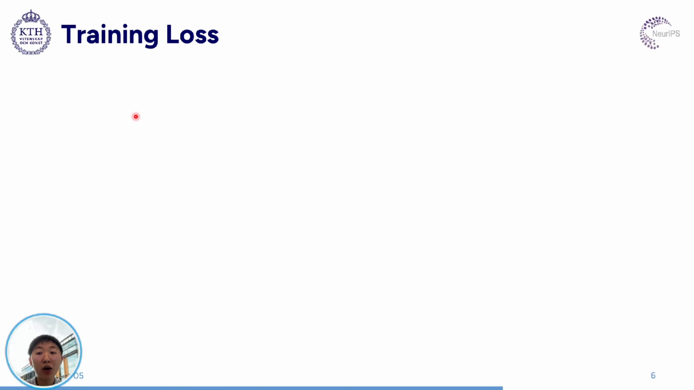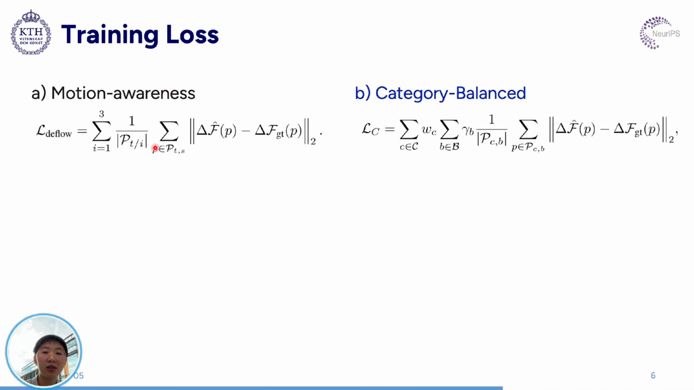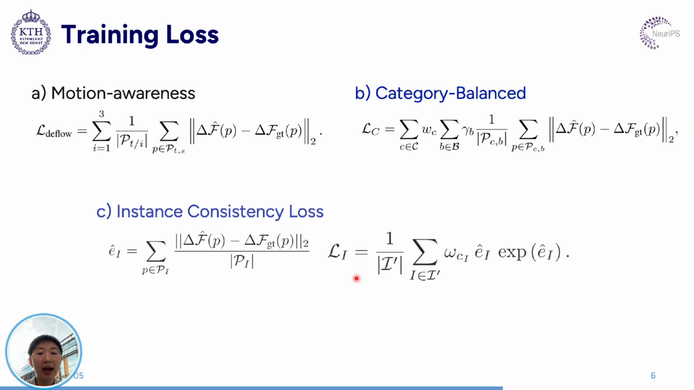Beyond the architecture, we also improved the training loss. We find the existing methods often underperform on small or rare objects, for example, pedestrians or cyclists, and sometimes predict inconsistent motion across one object. So we add two new terms: a category-based loss to handle class imbalance and improve learning for underrepresented categories, and an instance consistency loss enforcing uniform motion for each object instance. Together, this helps DeltaFlow capture motion details across all object types during training.